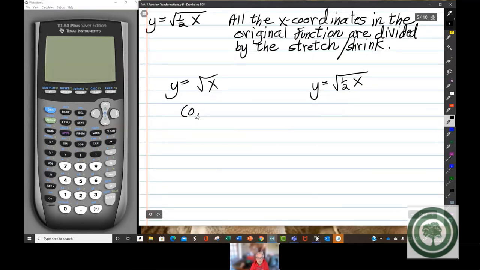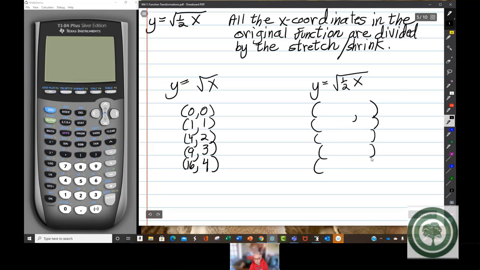So here we had 0, 0 again, 1, 1, 4, 2, 9, 3, and oh, what the heck, 16, 4. Okay, the y coordinates stay exactly the same. They don't go anywhere.